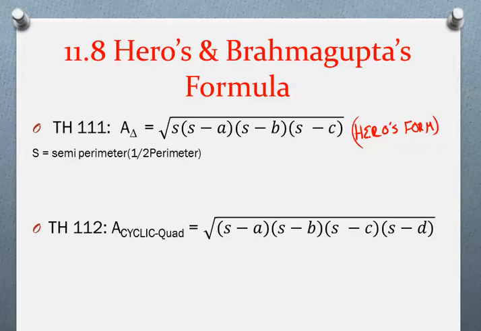Theorem 112 is Brahmagupta's formula, and it follows a similar pattern. You're going to take the square root and you will multiply it by the semi-perimeter minus the side. The only difference that you might want to note is that in Hero's formula you multiply an extra semi-perimeter, whereas in Brahmagupta's you don't.